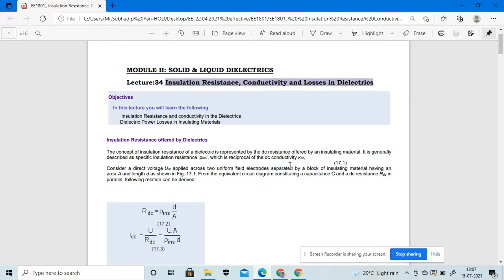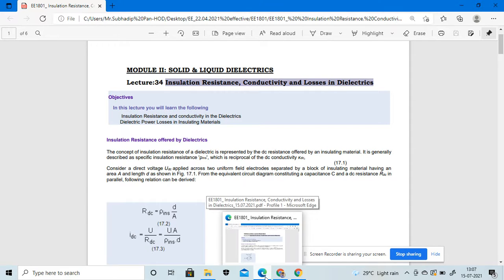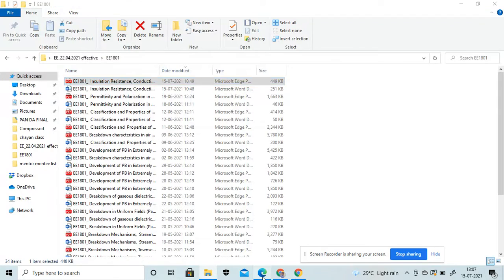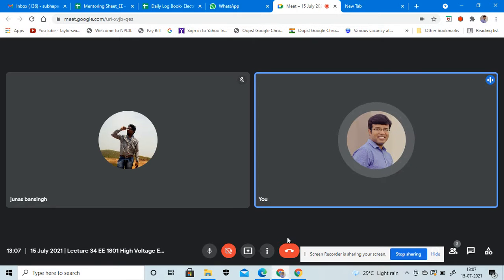So we will directly go to the section so that you will be able to understand what is going on. That means insulation resistance, the conductivity and the losses in the dielectrics, either solid dielectrics or liquid dielectrics, right? Now we will share my screen so that you will be able to see.